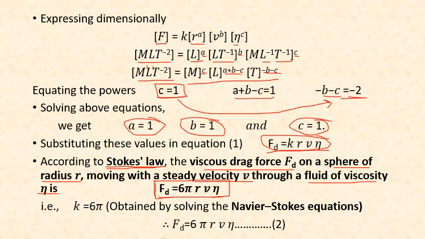Now here you can observe that 6 pi is nothing but the constant value k. This was calculated by the Navier-Stokes equation, which you will study in higher classes. So finally we can conclude that for the steel ball falling through the liquid whose viscosity needs to be determined, the viscous drag force is given by Fd equals 6 pi r v eta. Take this as equation 2.